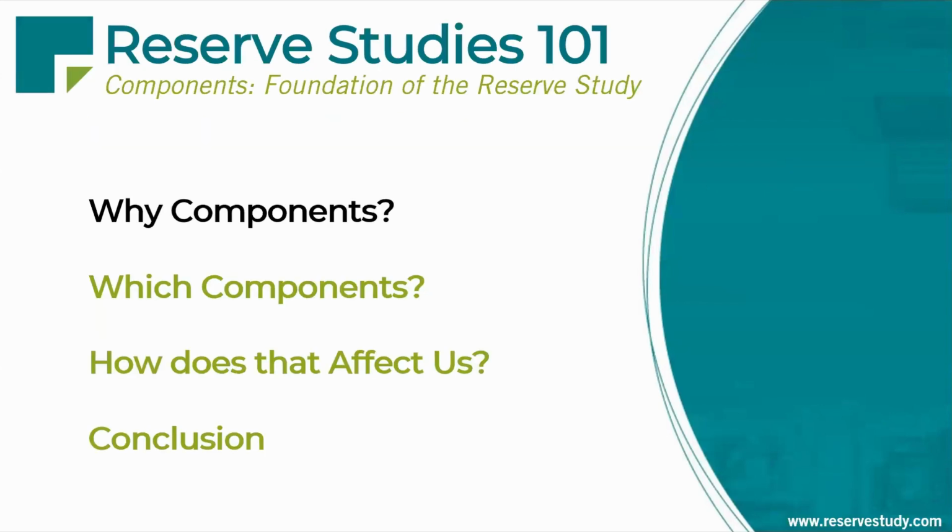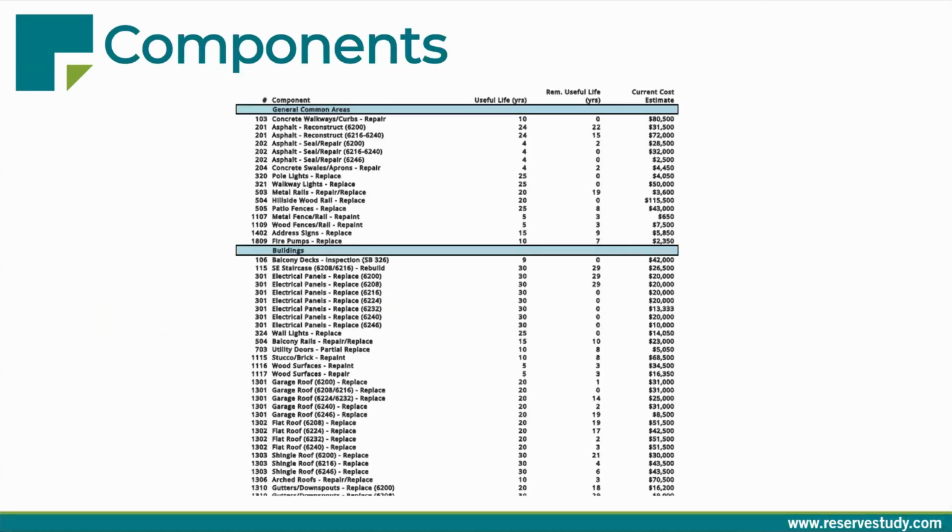This is the outline we're going to be using today, and you'll note that before we dive into the answer to the question of which components should appear in our reserve study, we're going to spend a little bit of time on the why. But to start this out, I want to show you a typical component list.